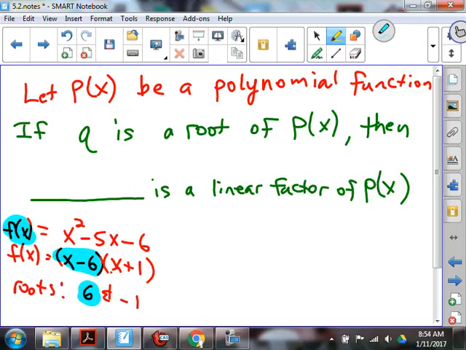So we're saying we have some polynomial function p of x. We're saying that q is a root of it. Because q is a root of it, what's a linear factor of it? I'm not going to fill it in. I'll let somebody figure it out. It's not 6. It's not x plus 1. It's not x minus 6.